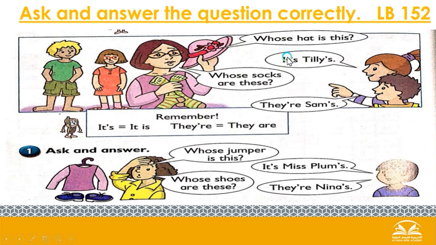It is or they are, verbs to be. So it's Tilly's. That means the hat belongs to who? Tilly. Very good. Now, you remember you have is. Singular. That's your hat. Is. How many heads do you have? Of course, you have one head. Alright? So you have is.